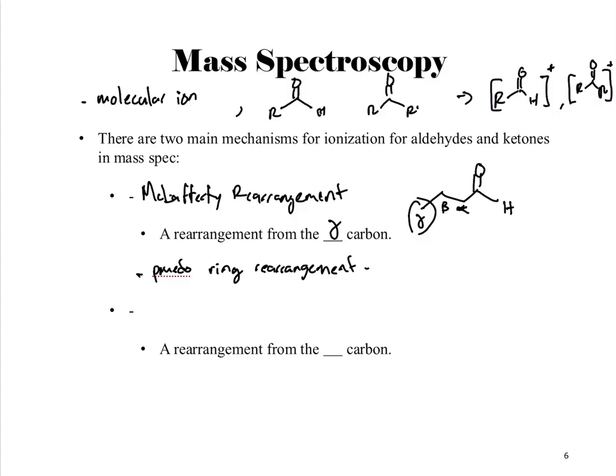The other one is going to be an alpha cleavage, and that's going to be a rearrangement from the alpha carbon here, right? So if we have an arbitrary ketone here, R, R prime, the alpha carbon is where we're going to see this rearrangement and fragmentation in the mass spec. And the reason these are important is because these can help you distinguish the two ion fragments that you're going to see in mass spec. And so let's look at how the rearrangement and cleavage actually happen in the mass spec.